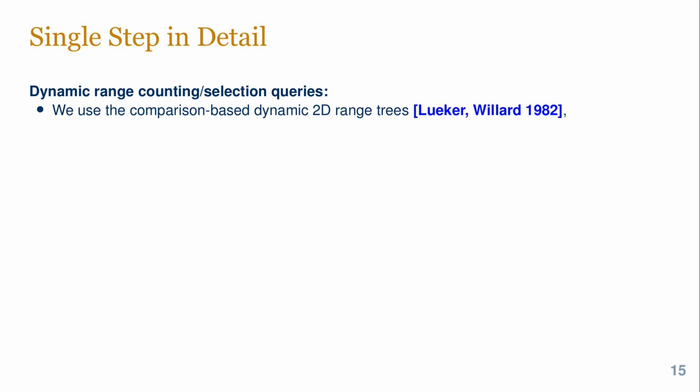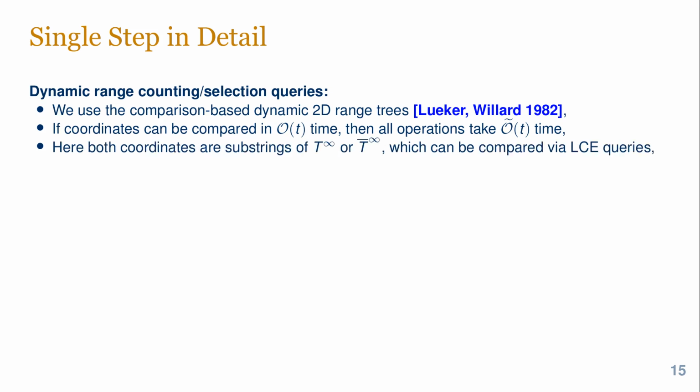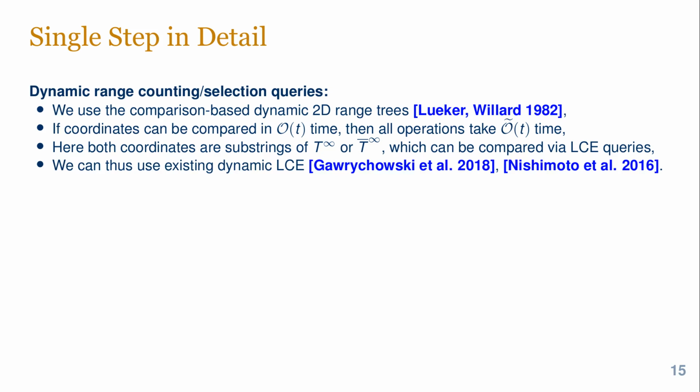To implement the queries, we use the comparison-based 2D range trees. If coordinates of points can be compared in O of t time, this data structure implements all operations including insertion, deletion, range counting, and range selection in O of t polylog time. In our case, the coordinates of points are substrings of either the string t infinity or reversed t infinity. We can thus compare them using longest common extension queries. We can therefore use the existing dynamic LCE data structures.